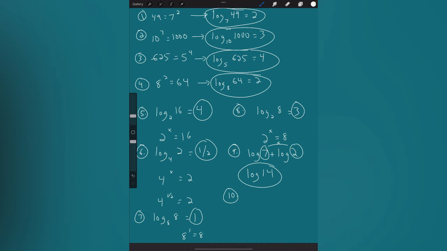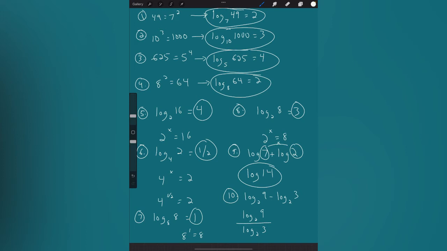And if you have two logs that are subtracted, you would divide. Addition gives you multiplication, and subtraction gives you division. So in this next example, if you have log 2 of 9 minus log 2 of 3, what you want to do here is write log 2 of 9 over log 2 of 3, so log 2 of 9 divided by 3.